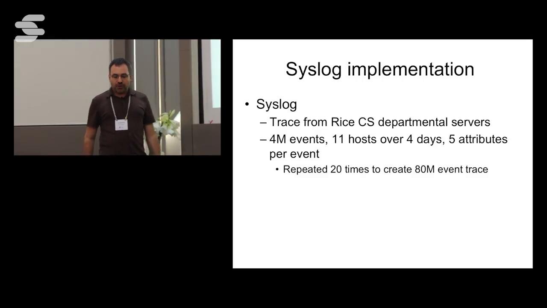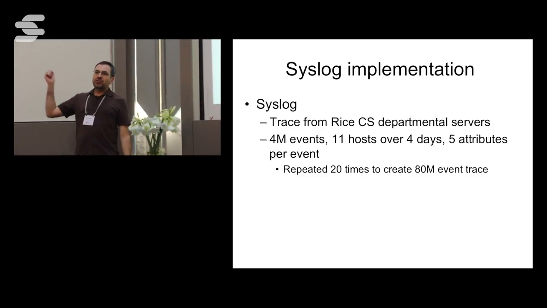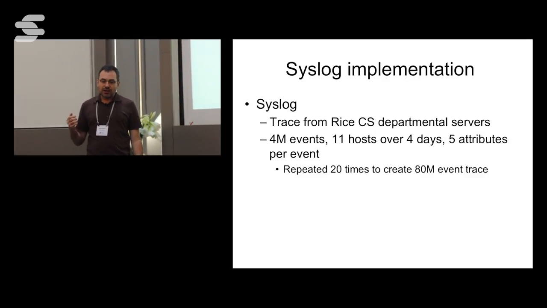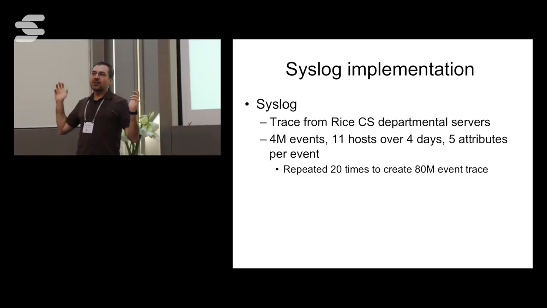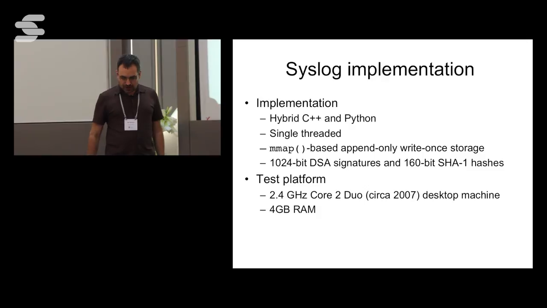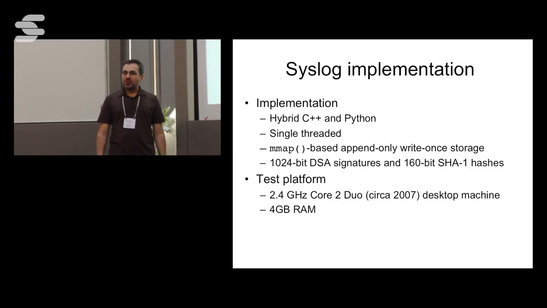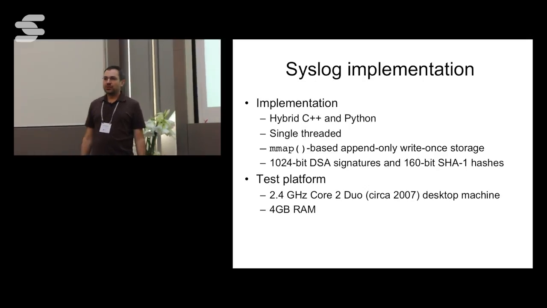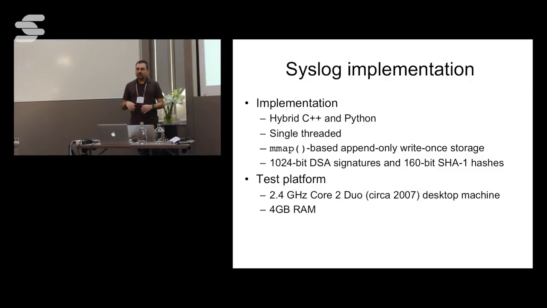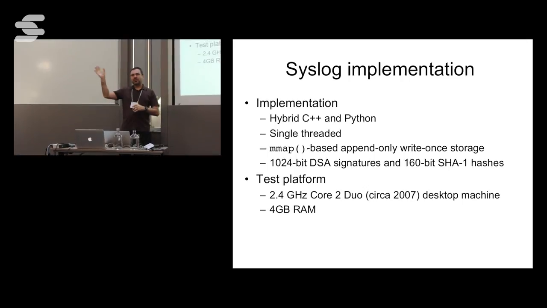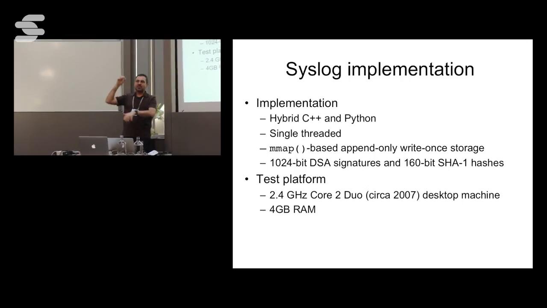All right. Well, for our syslog thing, we grabbed our CS departmental web server. We grabbed 4 million events from 11 hosts over 4 days. And we repeated it 20 times to get an 80 million event trace. We figured this is getting big enough to start to be interesting. Our code is a weird mix of C++ and Python. First, we built everything in Python and got it working. Then we took the critical paths and built those in C and plugged them into Python. So if you ever want to steal our code, you can have the Python stuff that's easy and clean or the C plugin stuff that makes it go faster.